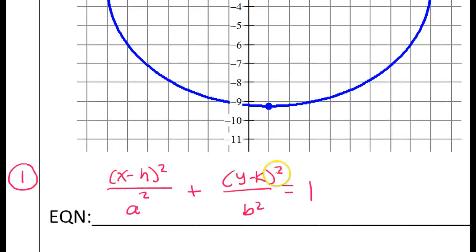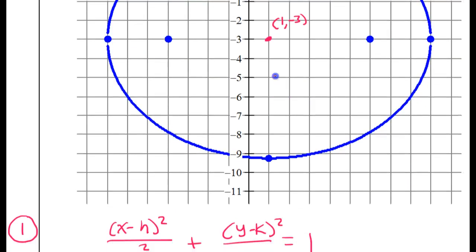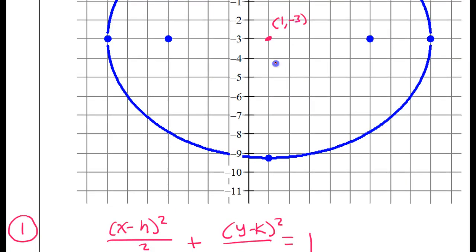Now, the h and the k are the center of the ellipse. So that's the first thing we should do, is figure out where the center is. And that's going to be right here. Of course, it'll be in a line with the foci and the vertices, but it will also line up with the co-vertices, so we know it's right here. So this is the point 1, -3. So this is my h and my k.